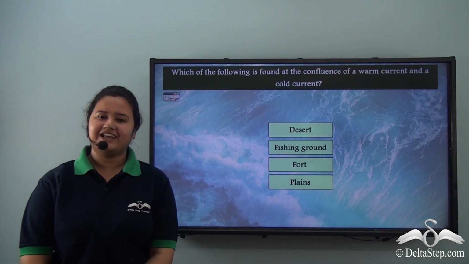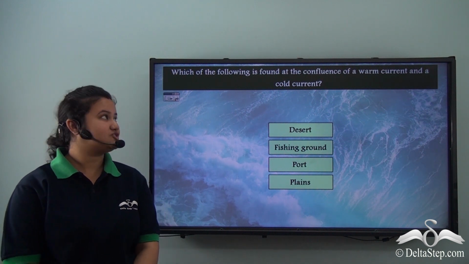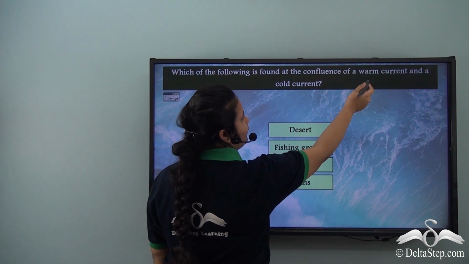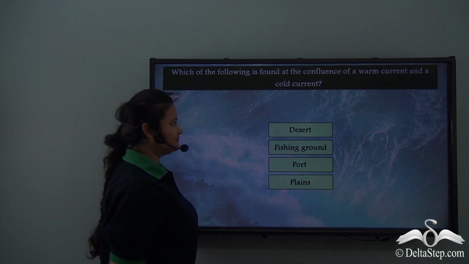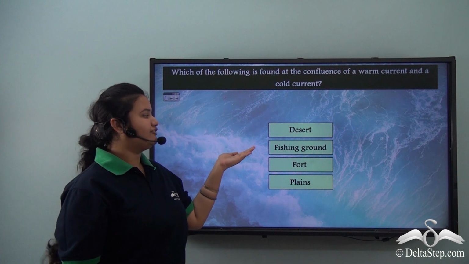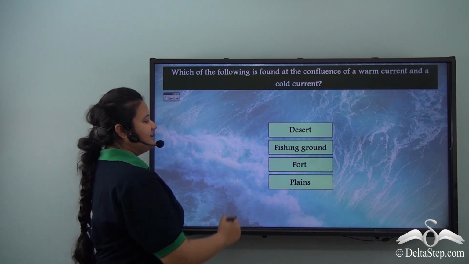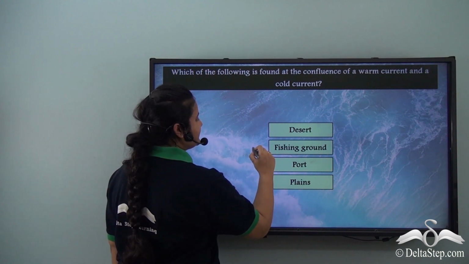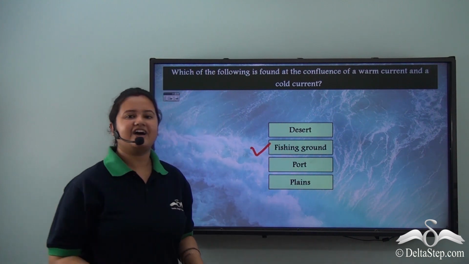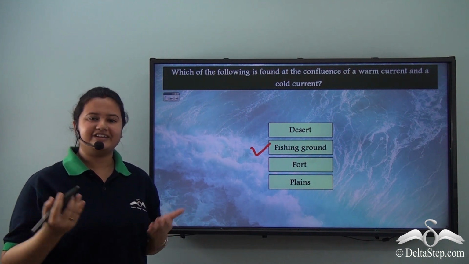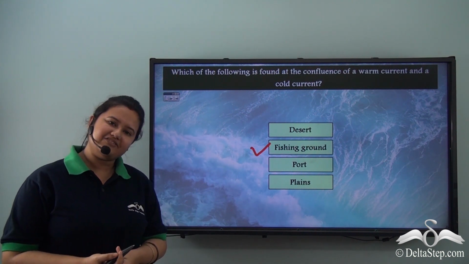Before we proceed with our lesson, can you help me to answer this question? Which of the following is found at the confluence of a warm and a cold current? Is it a desert, a fishing ground, a port, or plains? Well, the correct answer is fishing ground, because we have just read that where a cold and a warm current meet, a fishing ground usually develops.